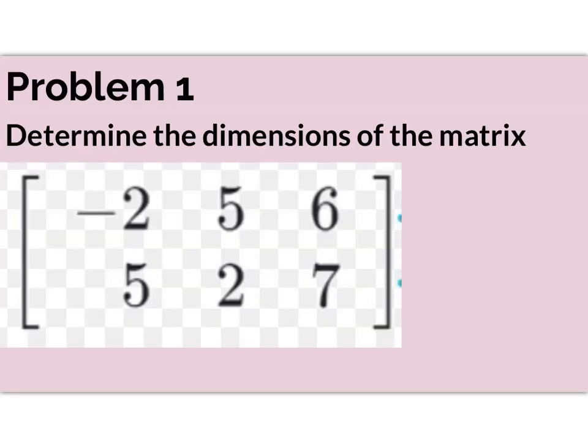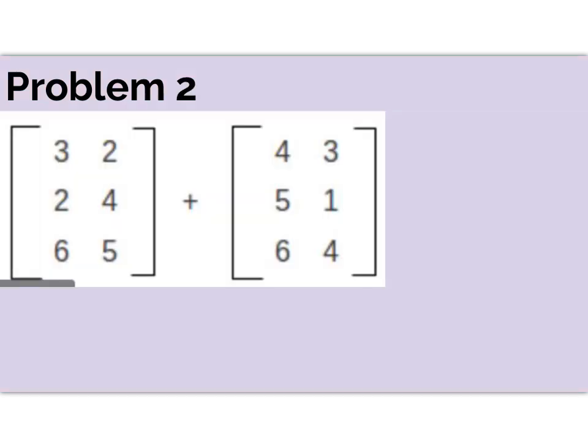Okay, the dimensions of the matrix. How many rows do we have? We have 2 rows by 3 columns. Add these matrices. So these are 3 rows by 2 columns, which makes them 3 by 2. So we're going to wind up with a 3 by 2 matrix.